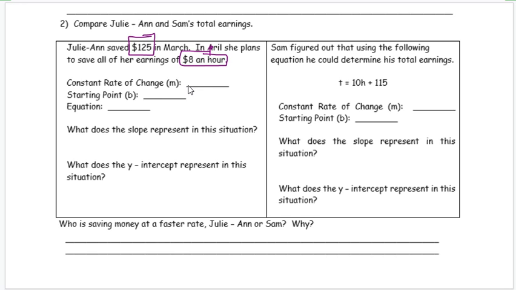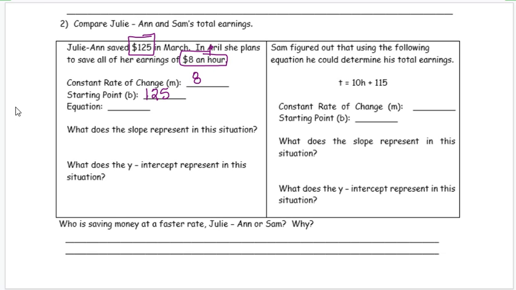We need to decide which one is our rate of change and which one is our starting point. So remember, the rate of change, m, or your slope, is the one that's going to change over time, where your starting point is where our graph is going to cross the y-axis, where we're going to start. So if she already has $125, we know that's where her account's going to begin. That's the starting point. The $8 an hour, well, that depends on how many hours she works, because the more hours she works, the more money she's going to make. So we would have 8 as our slope.